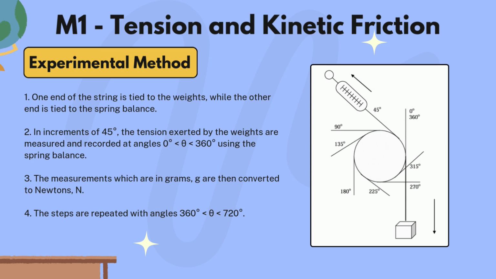To carry out this experiment, one end of a string is tied to weights, while the other end is tied to a spring balance. Then, in increments of 45 degrees, the tension exerted by the weights is measured and recorded from angles 0 degrees to 360 degrees using the spring balance. The measurements, which are in grams, are then converted to newtons, and these steps are then repeated with angles 360 degrees to 720 degrees.